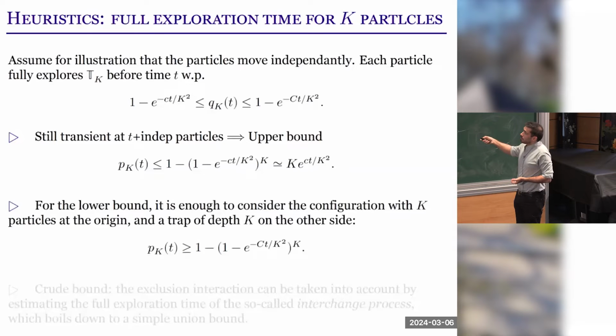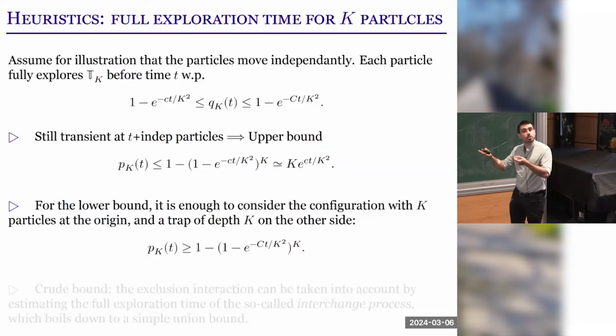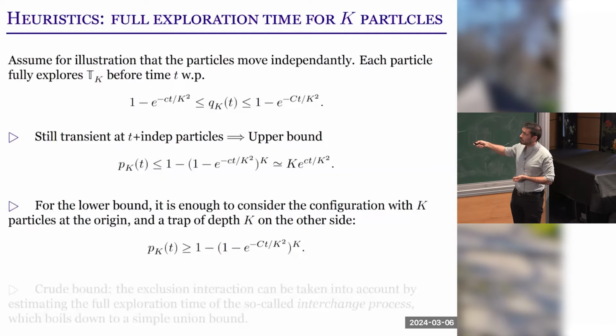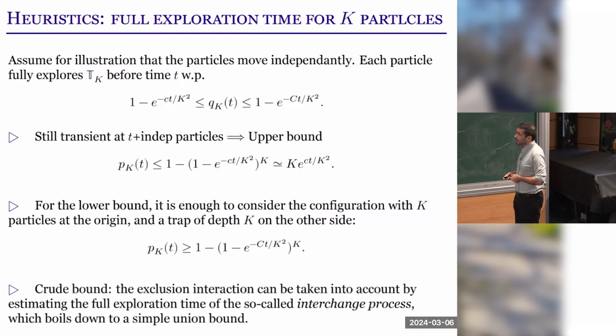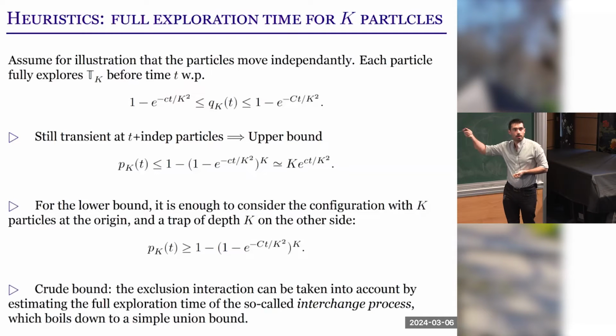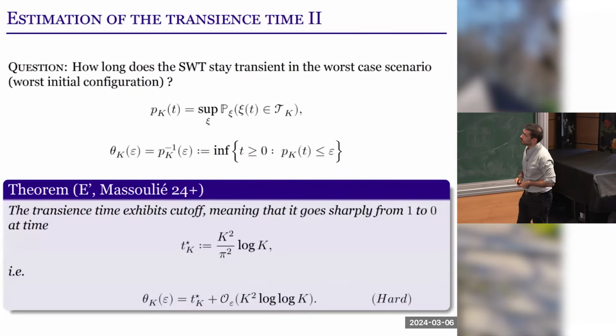For the lower bound, you can just consider a very specific configuration, and the specific configuration you can take is just k particles on one side and a trap of depth k on the other side of the system. Then, once again, it's a very easy computation, and you get exactly the same kind of bound, which tells you that k square log k is really the right time frame. This is a very crude bound because I have considered only independent particles, but essentially this gives you an idea of where this quantity comes from.